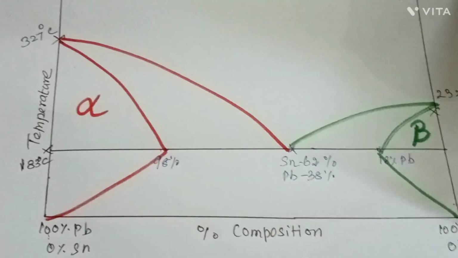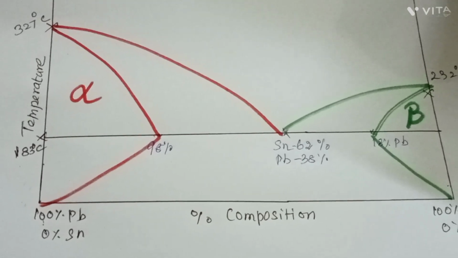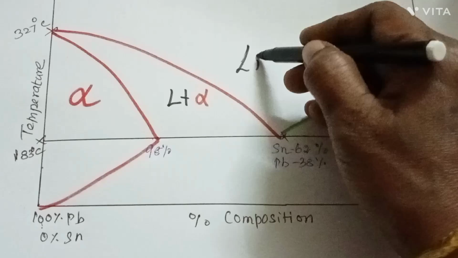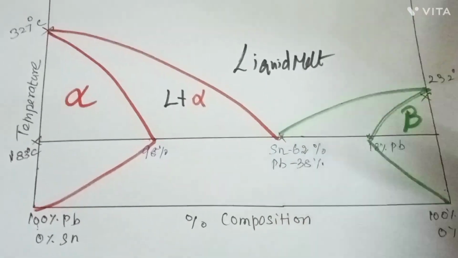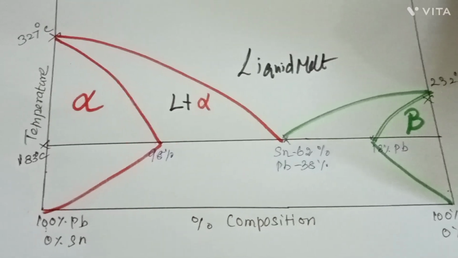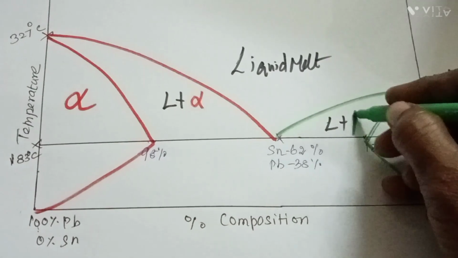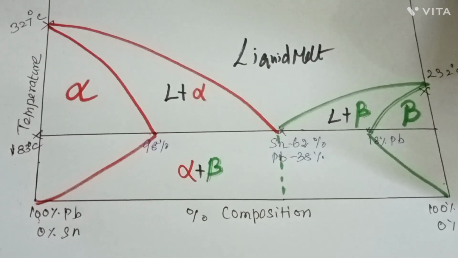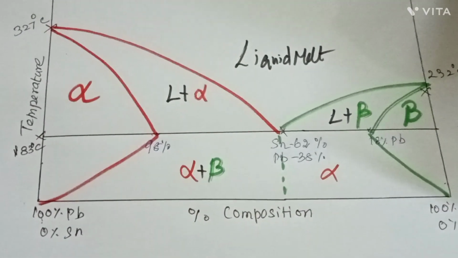Above the curves only the liquid melt exists. Liquid melt of lead and tin exists above the curve. Under the red curve, liquid melt and the alpha phase exist. Under the green curve, liquid melt and the beta phase exist.